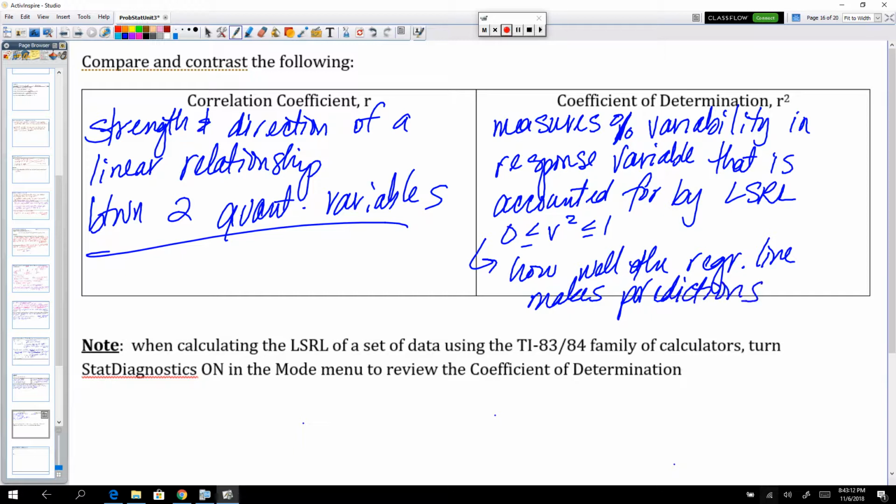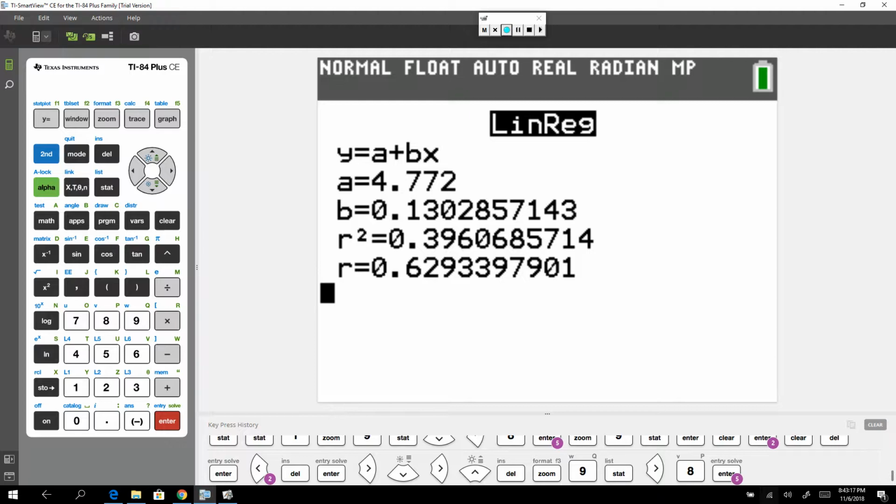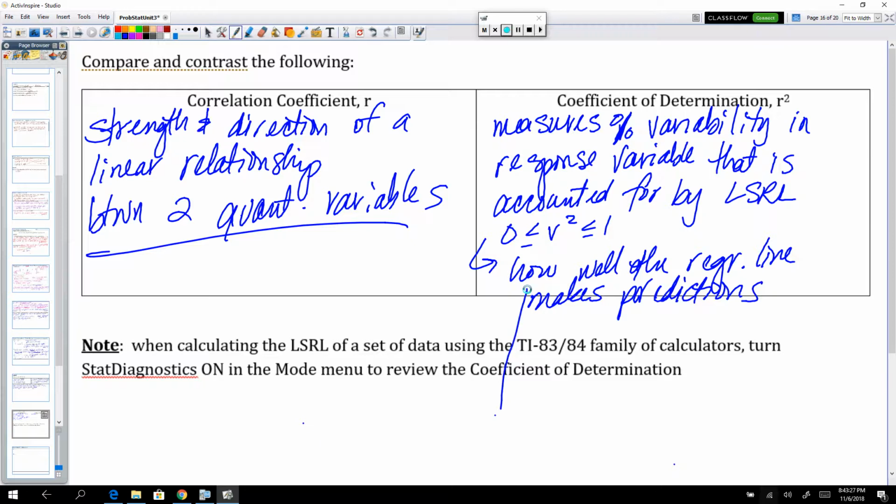These are different items. Even though they pop out in the same window on your calculator, be sure that you know what each one of them means in context. Okay? And again, to make sure that r squared pops up, this is typed into your notes, you need to turn stat diagnostics on. That's what this note is right here. Make sure that stat diagnostics is turned on in the mode menu to view r squared, the coefficient of determination. Alright, let's look at our last few examples here.